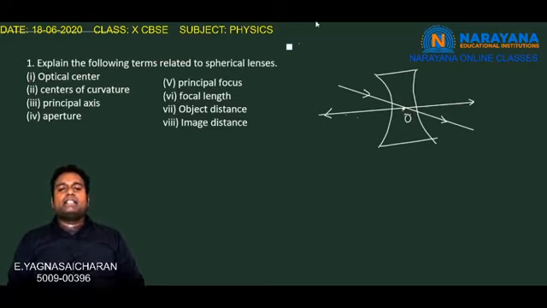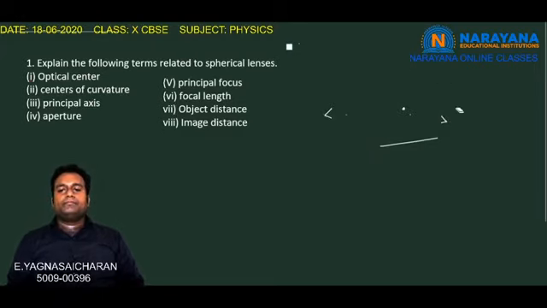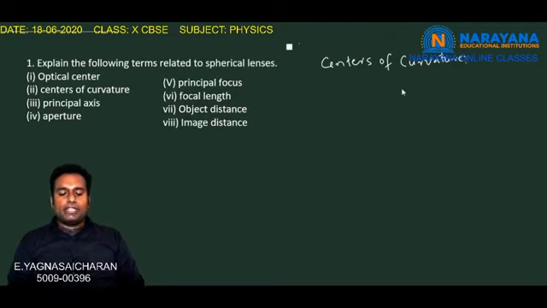So let us see about the centers of curvature. The next one is centers of curvature. The centers of curvature are defined as the center of the surface of the sphere of which the lens is a part. For example, whenever we are considering a sphere, imagine it is a big optical sphere. From this sphere, we are selecting some part as the lens.